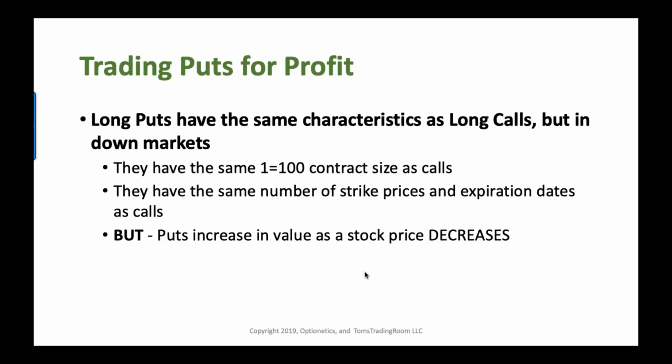Trading puts. Very similar. All right. Long puts have the same characteristics of long calls, but in down markets. They have the same 1 to 100 contract size. They have the same number of strike prices and expiration dates as calls, but puts increase in value as a stock price decreases.